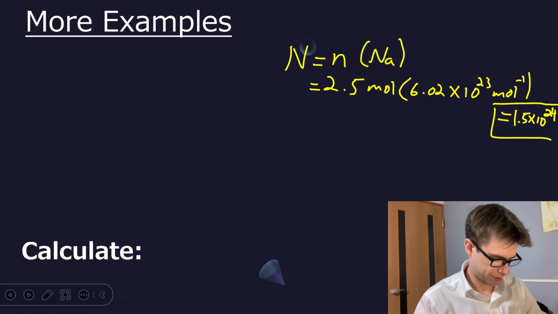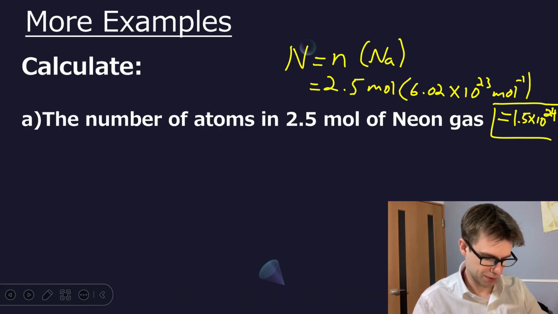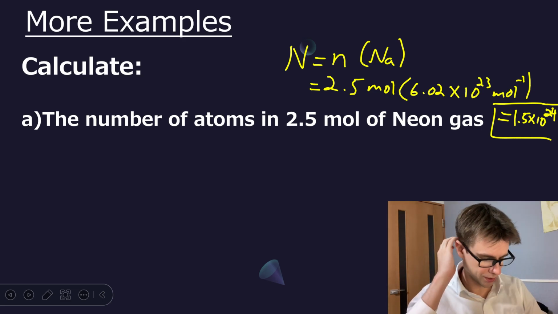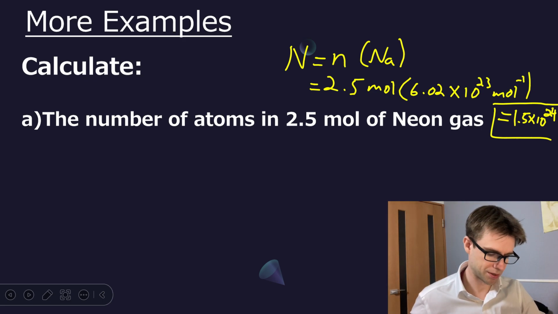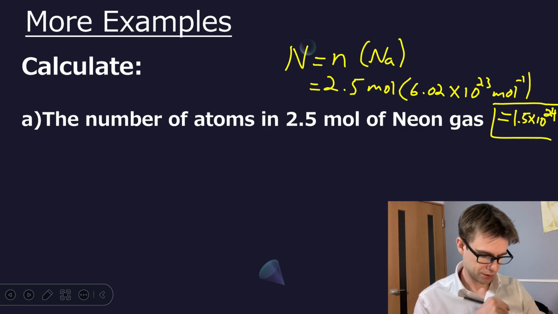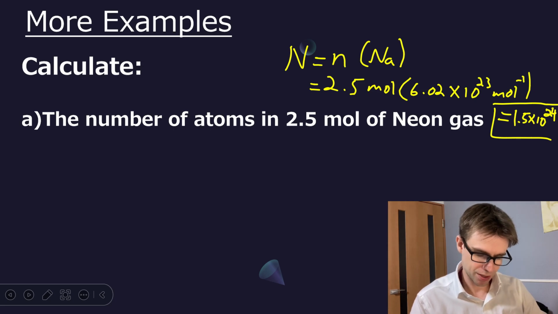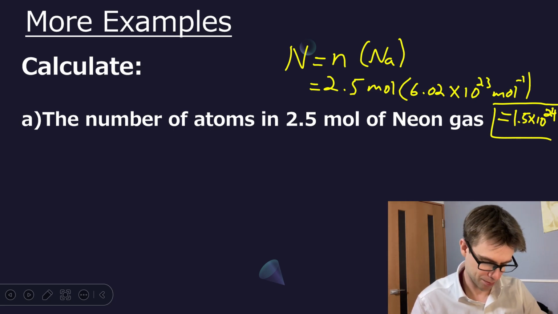More examples. What else do we have? The number of atoms in 2.5 moles of neon gas. So again, the name of this gas is kind of a trap. You don't need this at all. You don't have to look this up on the periodic table. You can just use the formula, number of particles, which is atoms in this case, equals number of moles times Avogadro's number, Na. So we have 2.5 moles. We're going to multiply that by 6.02 times 10 to the 23 atoms per mole. We'll get 1.5 times 10 to the 24 atoms.